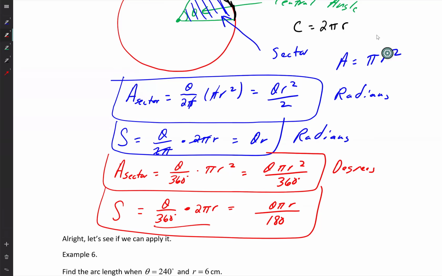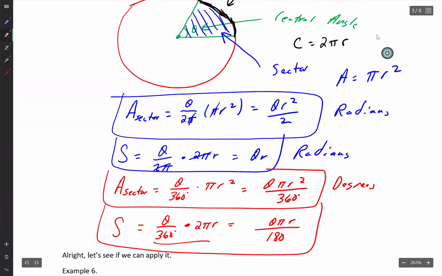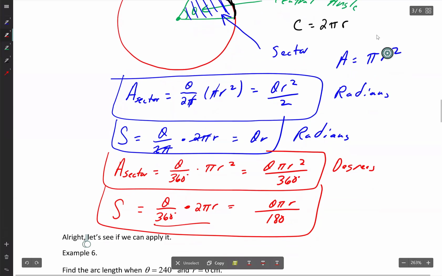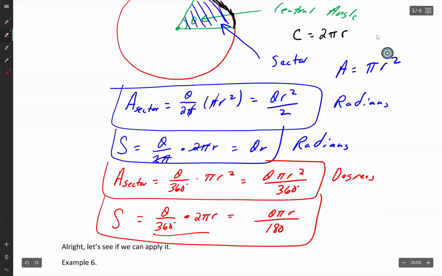And I took out the degree symbol only because we're talking about arc length. The degree symbols cancel out anyway, the theta with the degree and the degrees. So we're talking about a unit of length: meters, inches, centimeters, whatever it may be. All right. Do we feel okay, guys?